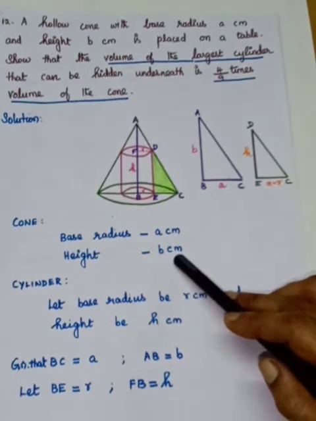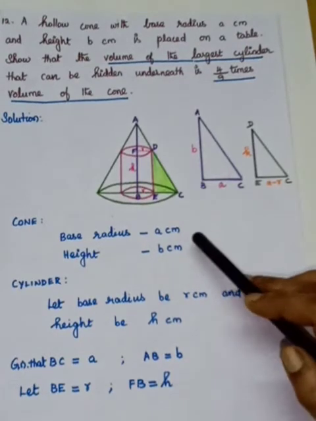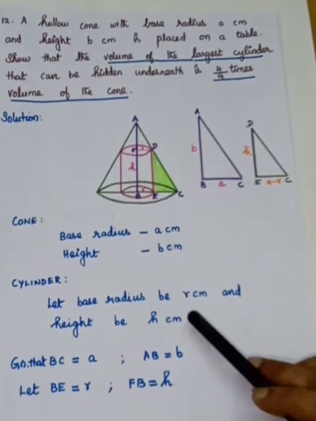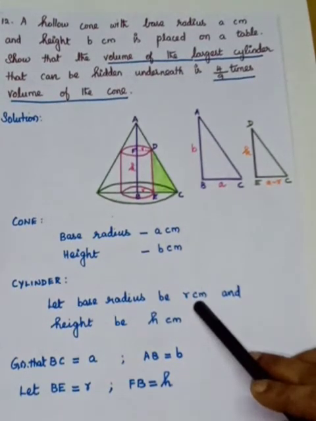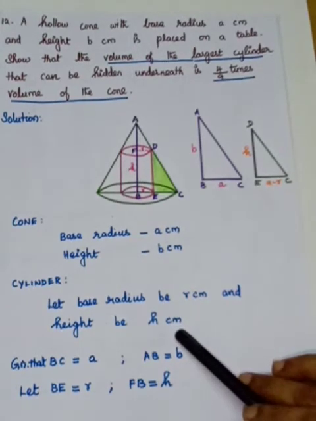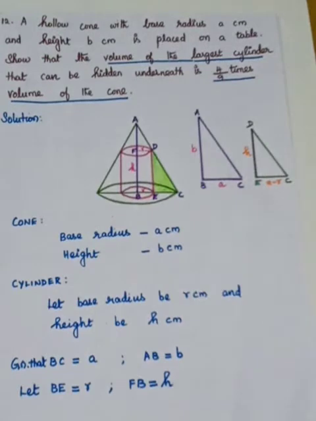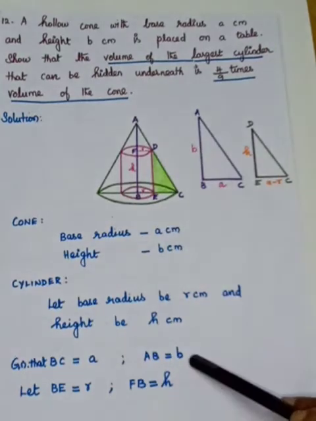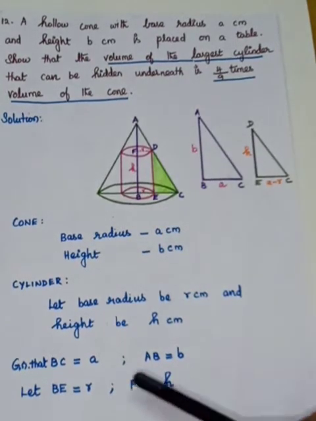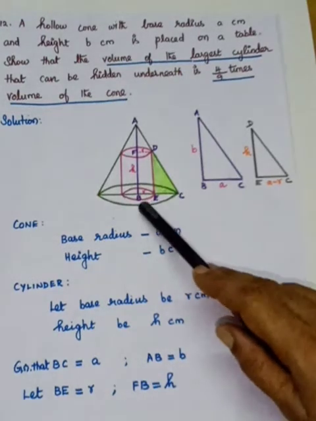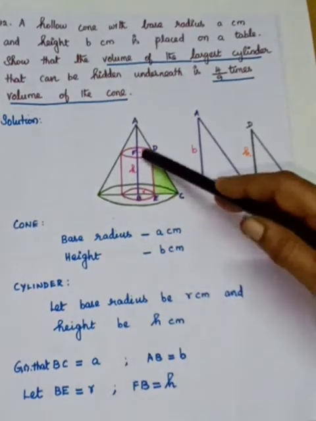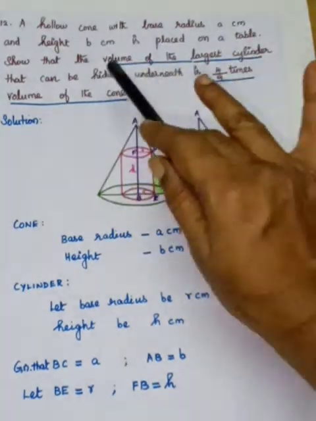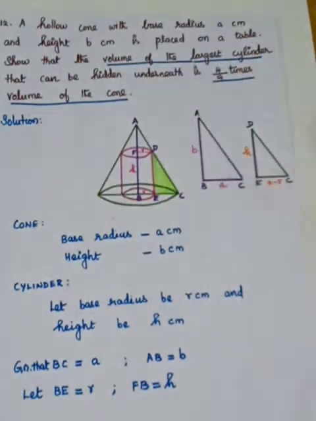A and B are nothing but the base radius and height of the cone. It is given to you. Regarding the cylinder, we are considering r centimeter to be the base radius of the cylinder and h centimeter to be the height. From the diagram, you see BC is equal to A and AB is equal to B, which is given for the cone. And these two terms we have taken: BE is equal to R and FB is equal to H.